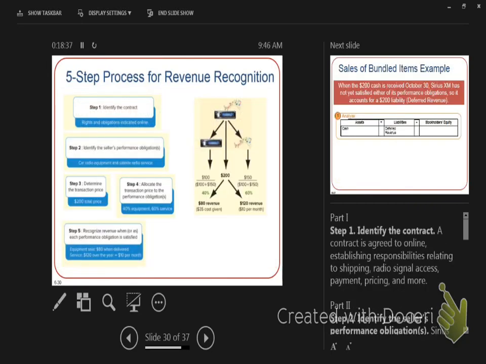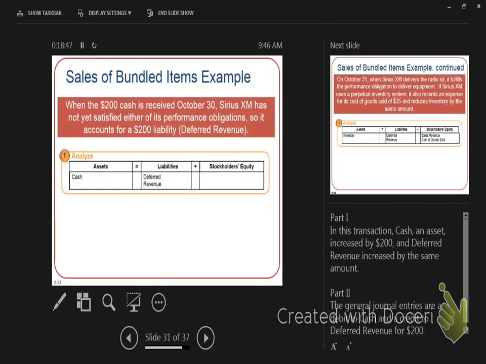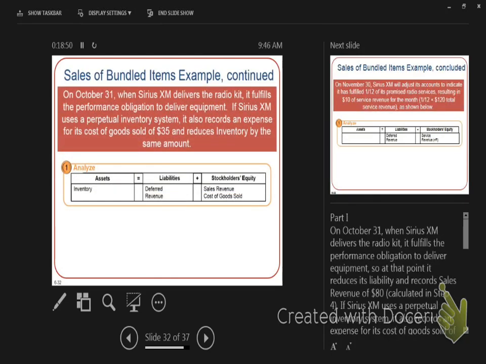You're selling it, right? We're selling it, but we didn't give them anything yet. We didn't even give them the equipment. They didn't use Sirius yet. We didn't give them anything yet. So they cannot recognize it. So Kalanda's right. Now, on the 31st, we gave them the equipment.